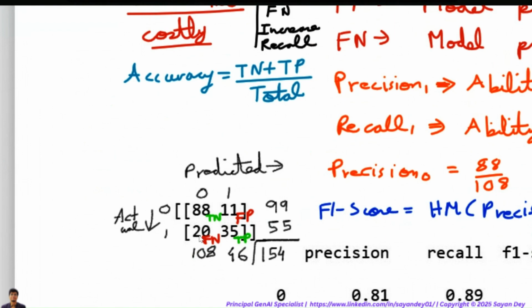This is a scenario where somebody actually has the disease, but the model is missing out. The model has completely missed the case where the person actually has a disease. That is what we refer to as a false negative.